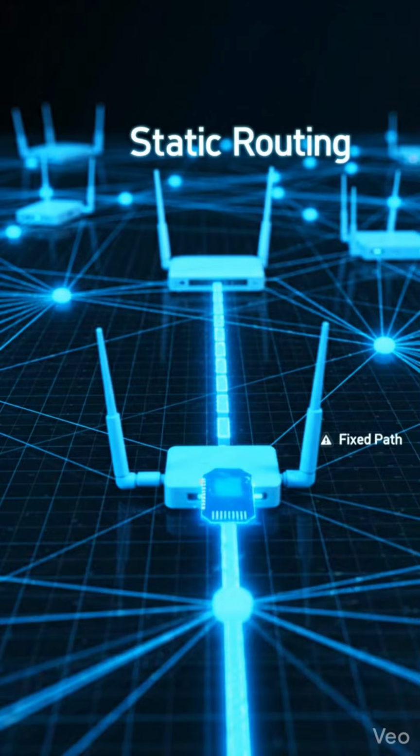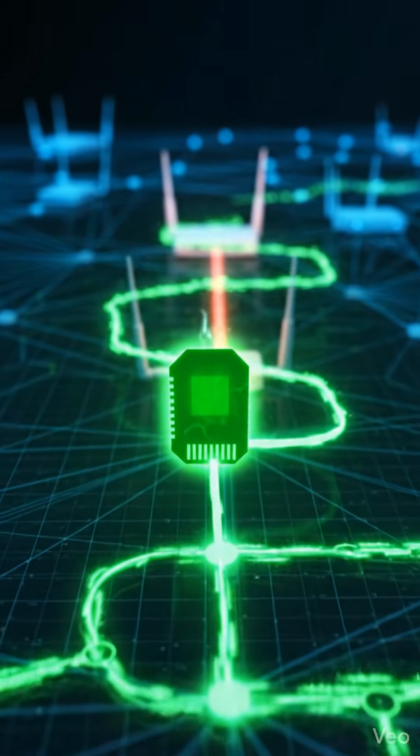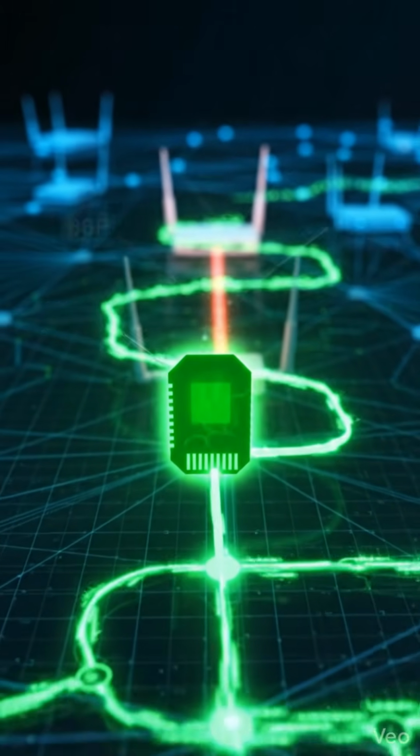There are two main ways routers can manage these paths. The first is static routing. In this case, routes are manually set by a network administrator. It's simple, but it doesn't adapt well to changes.